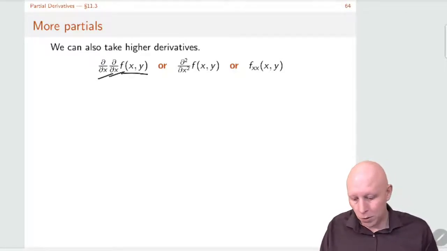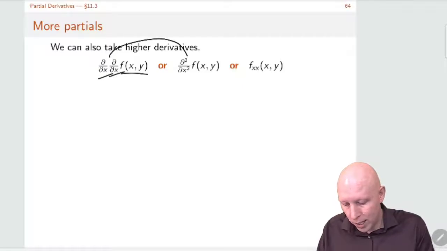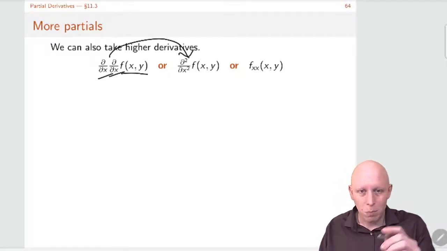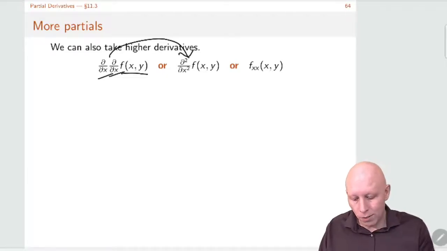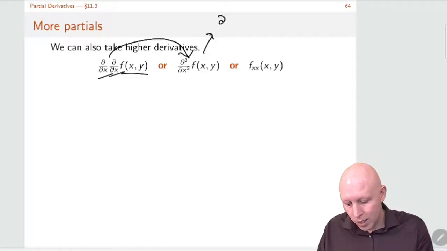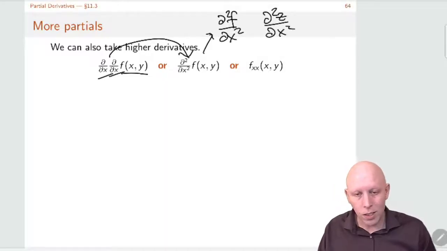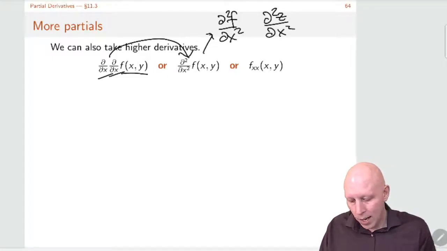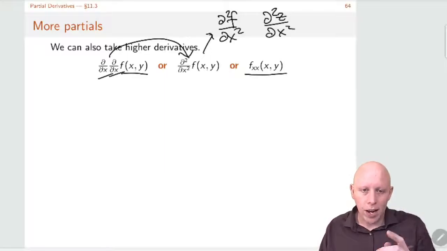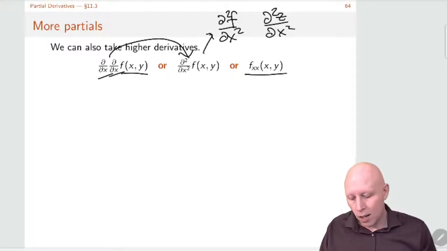When you do that, one way you can write that is like this, where we say partial, so del squared divided by del x squared of f of xy, or del squared f over del x squared, or del squared z over del x squared. That would be a partial with respect to x twice. You might also write f sub xx of xy.